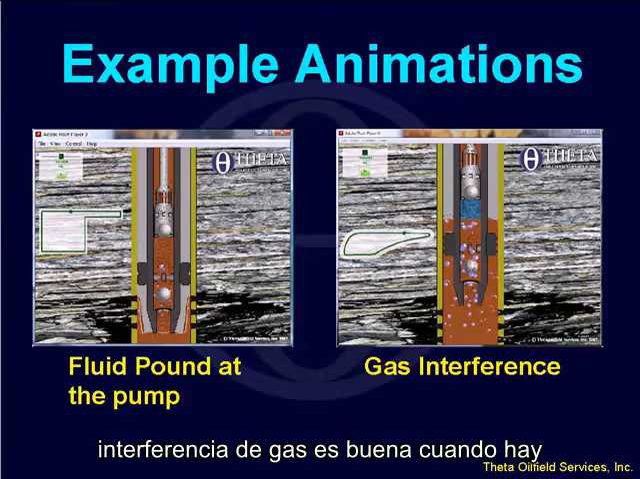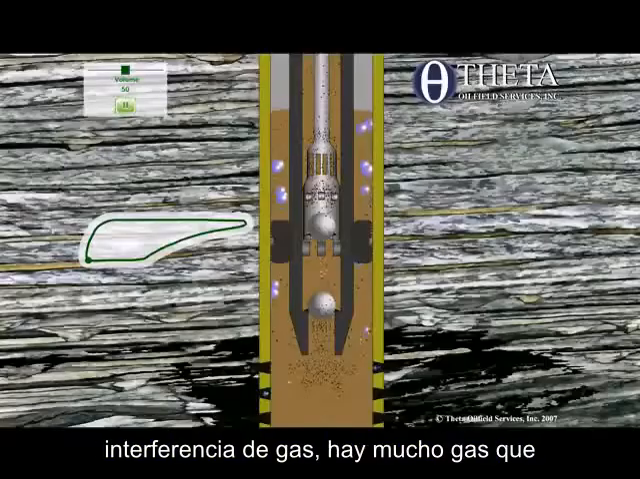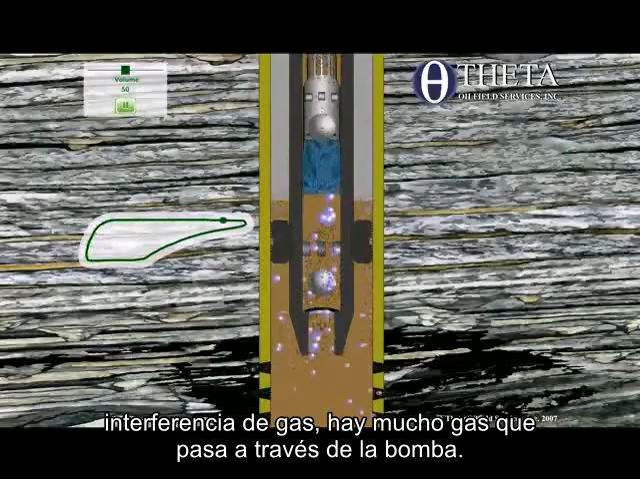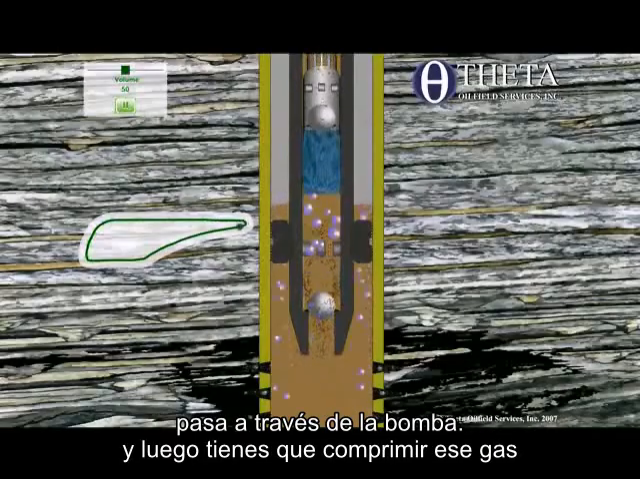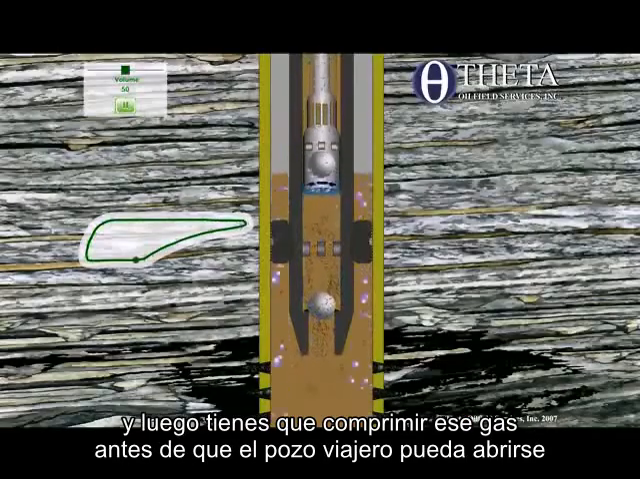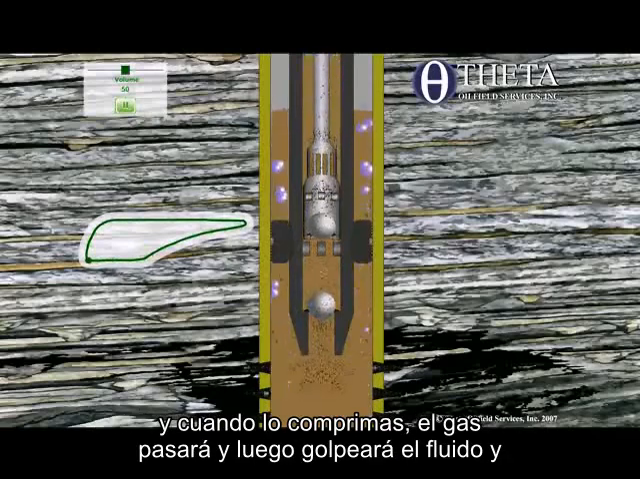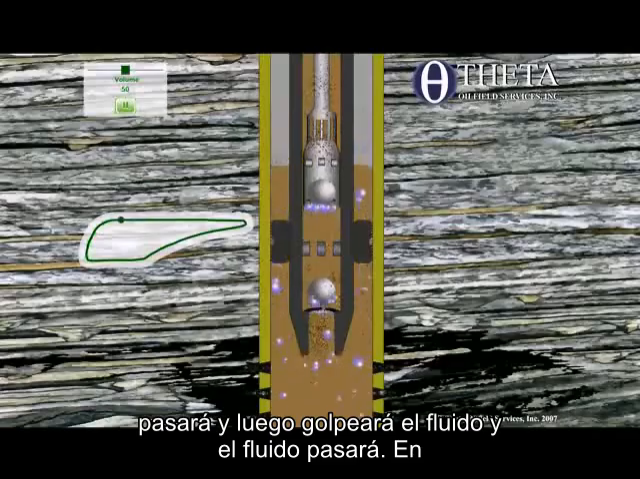Gas interference is a good one. When you have gas interference, you have a lot of gas that goes through the pump, and then you have to compress that gas before the traveling valve can open. And when you compress it, the gas will go through, and then it'll hit the fluid, and the fluid will go through.